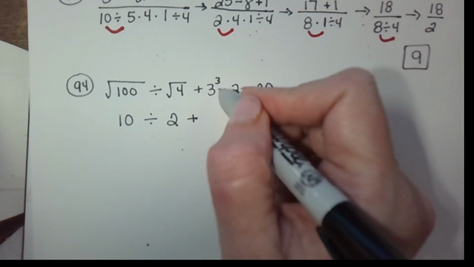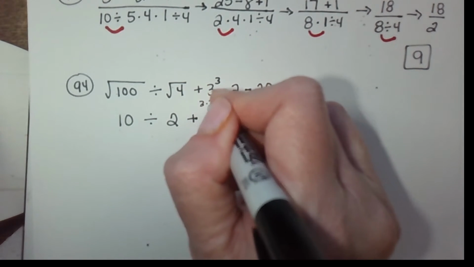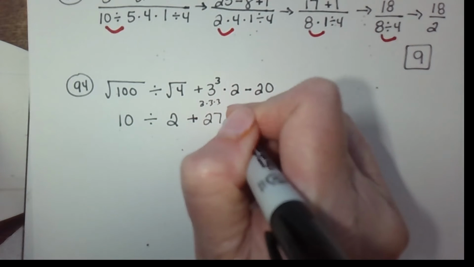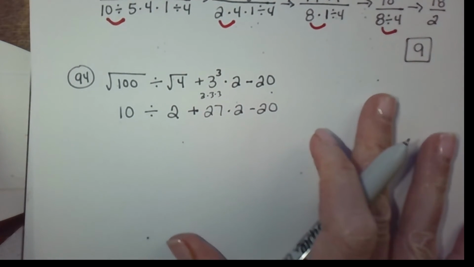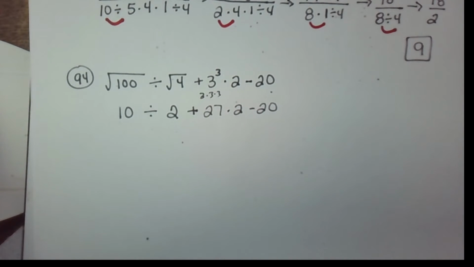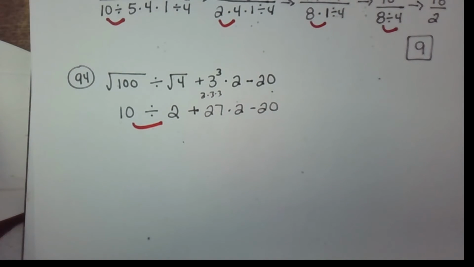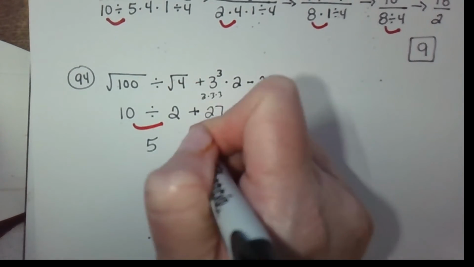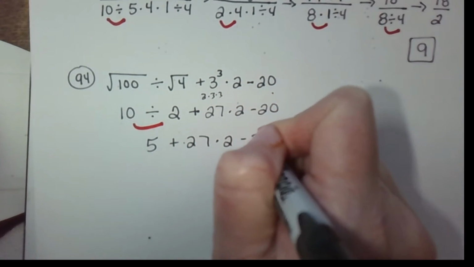Plus, you can go ahead and work this out. 3 to the third power is 3 times 3 times 3. That's 27 times 2 minus 20. Now let's divide that out, because division is going to come next. Working left to right with division and multiplication, division is first. So that would be 5 plus 27 times 2 minus 20.